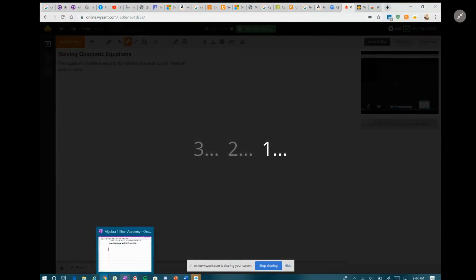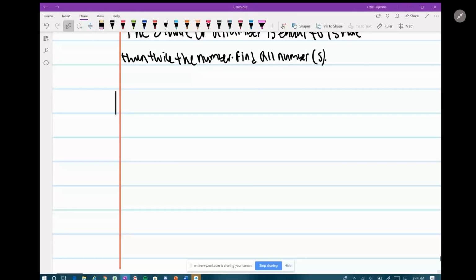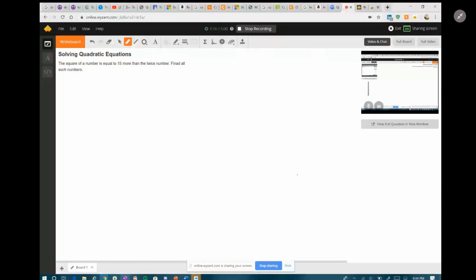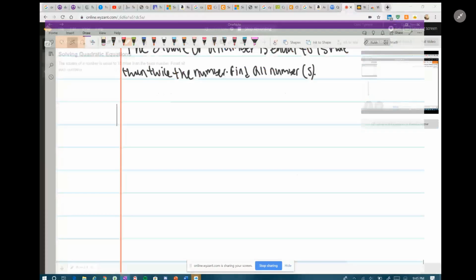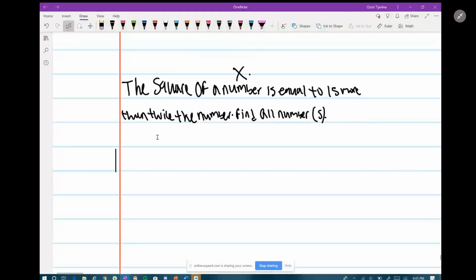Okay, so for this one, we have: the square of a number is equal to 15 more than twice the number. Find all such numbers. So we can name the number X or Y, anything you want. It doesn't really matter because we're saying the square of a number. We don't know what that number is, so we have to name it X, or a certain variable.